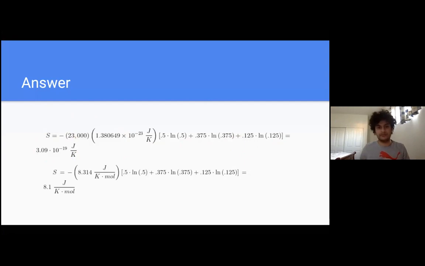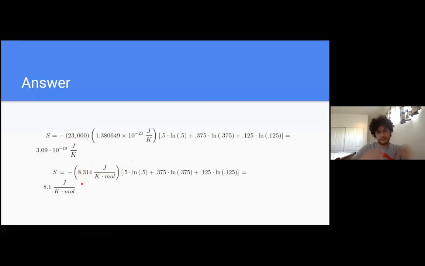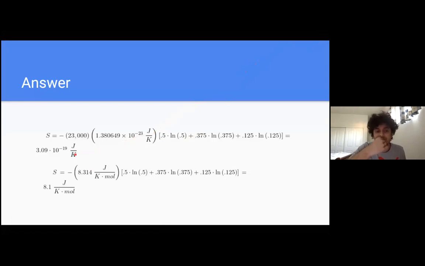Now going over the molar entropy, we can use our other equation, which is S is equal to negative R times the sum. This stays the same, but now we multiply by 8.314 joules per Kelvin per mole. Solve, and we get 8.1 joules per Kelvin per mole. So it's pretty straightforward. You just got to keep track of your units and know which equation to use. I think that's the biggest thing people mix up during this unit. Any questions? All right, okay, so I will stop. Message me in the chat if you want me to answer anything.